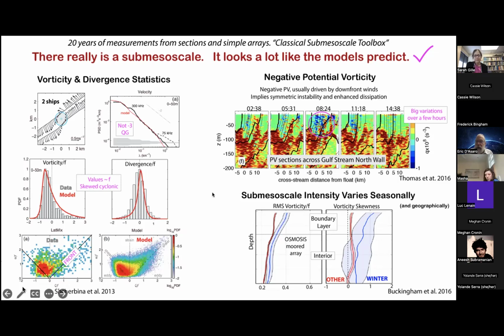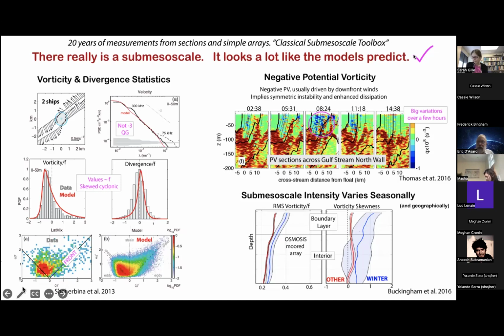And finally, what we've seen is that you can look at these statistics and you can see how they vary seasonally and geographically. This is from the OSMOSIS experiment in the UK. And here you can see, for instance, the skewness of the vorticity. This curve over here increases near the surface and is larger in the winter than in the summer, which is what theory predicts. So this is a set of tools that we understand pretty well, set of metrics, and they agree reasonably well with models. So there really is a submesoscale. It looks a lot like the models. Check. That's good.